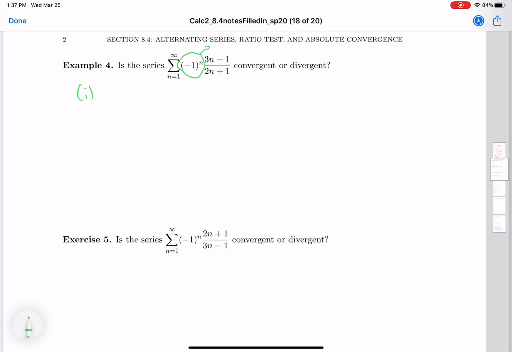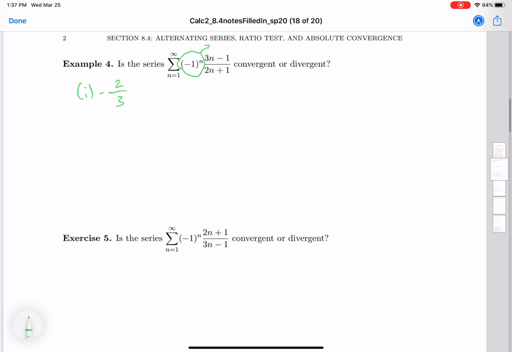It's hard for me to tell what's going on with this, so I'm just going to plug in a few numbers. When I plug in n equals 1, I get 3 times 1 is 3 minus 1 is 2 on top. 2 times 1 is 2 plus 1 is 3 on the bottom. And then that's going to be negative because -1 to the 1 is -2/3. So this is my sequence b sub n. Now I plug in n equals 2 and I get 5 on top, and on the bottom I get another 5. And now that's going to be positive. My next one's going to be a negative.